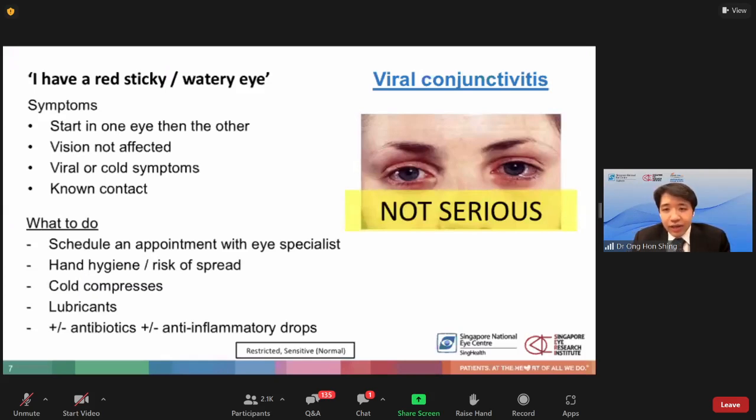As viral conjunctivitis is contagious, remember hand hygiene is very important. Remember to wash your hands after touching your eyes to reduce the risk of spread. And don't share towels, pillows, and things like that. Cold compresses can help with the swelling. And your eye specialist may give you lubricant drops, and depending on the severity, sometimes antibiotics or even anti-inflammatory drops are given.